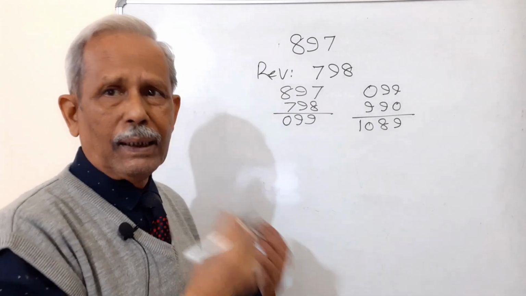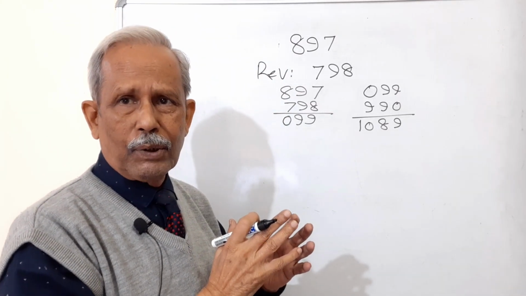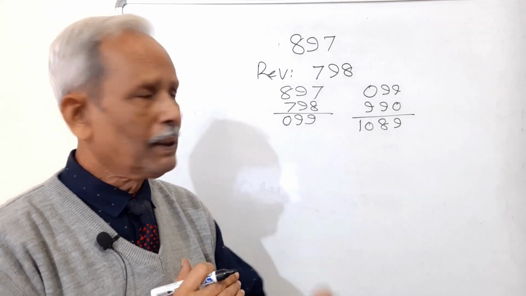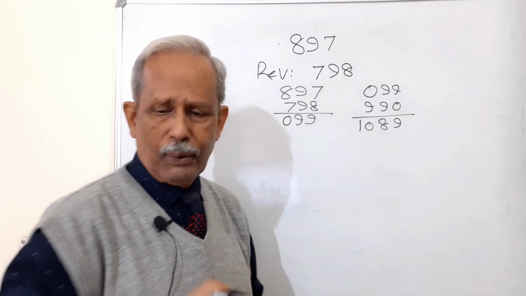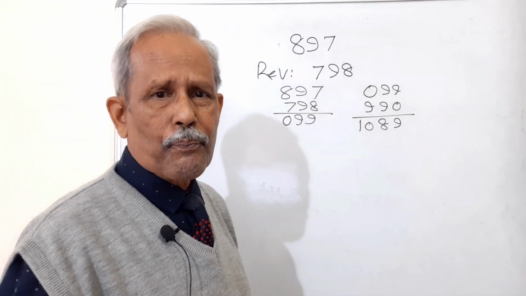Amazing. You take any number, reverse it, take the difference of the two, again reverse it, and if you continue, you will ultimately get 1089. Nowhere will you stop; you will always get the same number. It's a mysterious, wonderful thing.